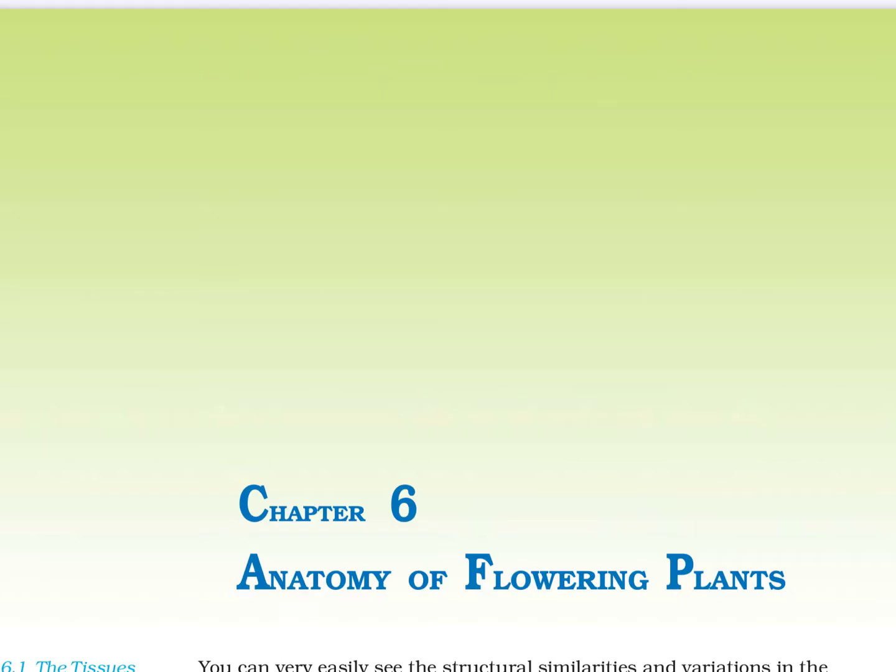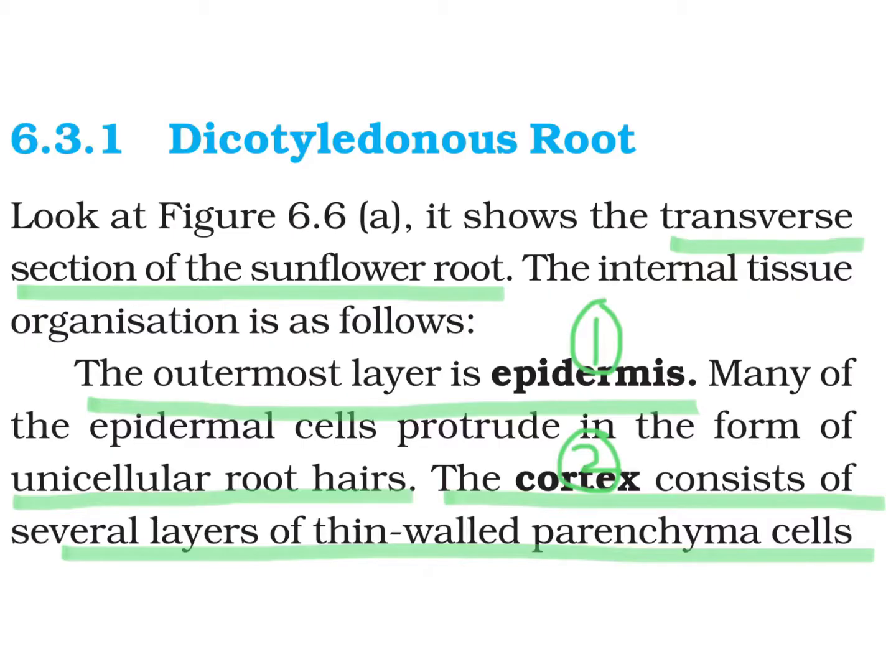We are dealing with Chapter 6, Anatomy of Flowering Plants. And today we are going to start with the tissue organization related to the dicotyledonous root. So, students, when we see the section of sunflower root, because sunflower is included in dicot root, the internal tissues include so many structures.